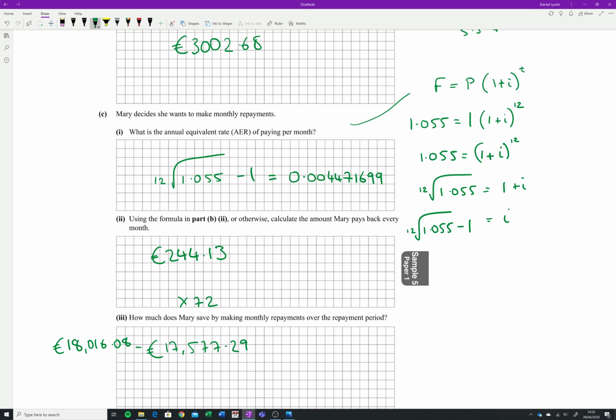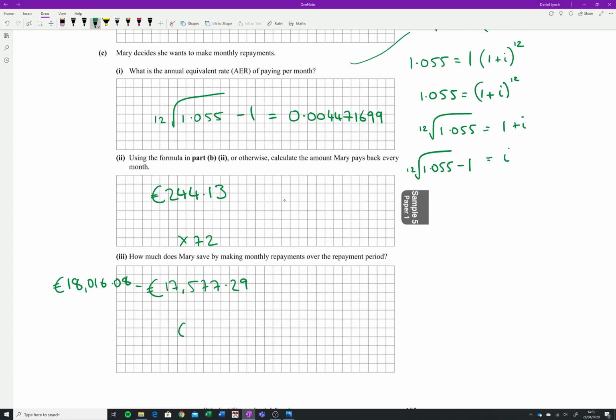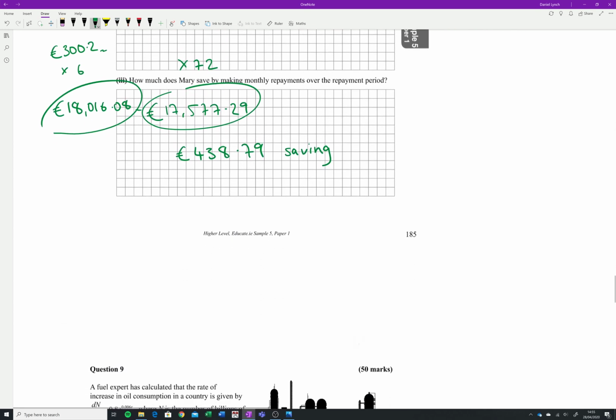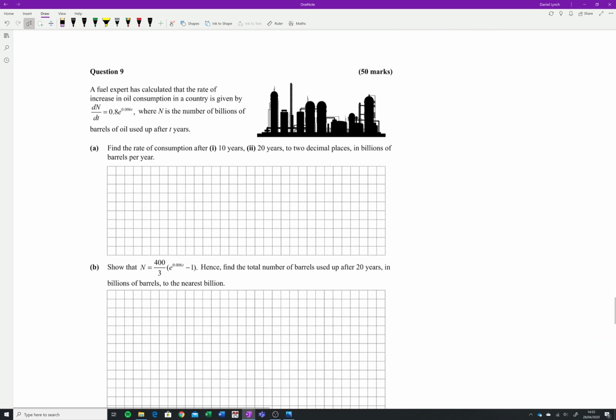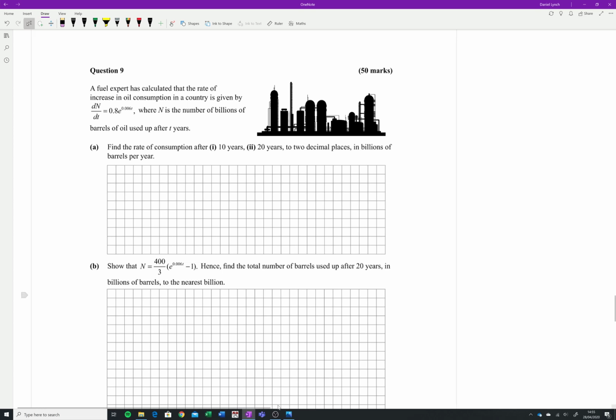So it's obviously the difference between those two, 577.29. Actually, she's saving herself 438 euro and 79 cent. This was our 3,002 and a bit times 6. That's how we get this one. This one is our monthly multiplied by 72. So that's why that's happening. And it's also important that you understand why it's happening. They could ask a question where you really have to think about the whole thing as you go along. Okay, I will stop here and we'll move on to the next one just afterwards.